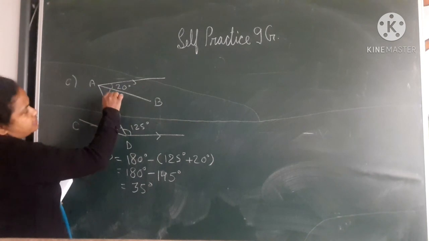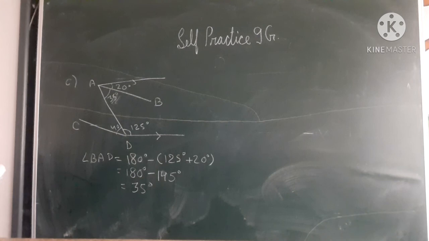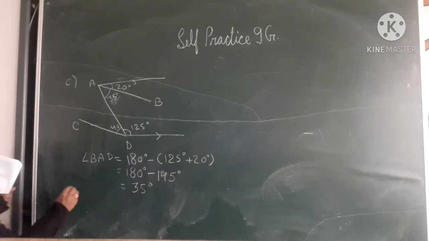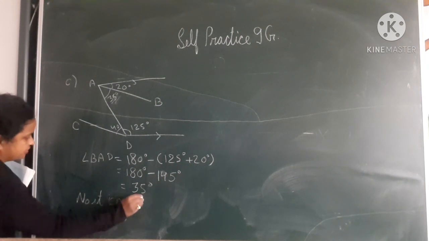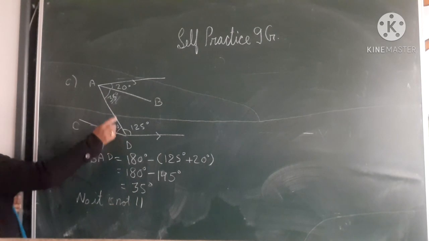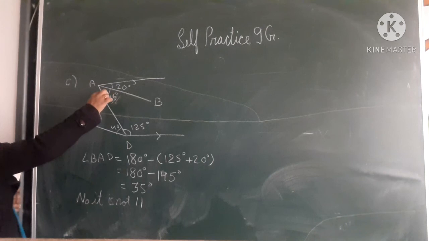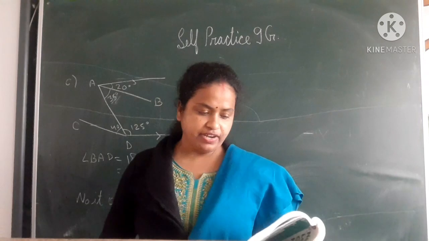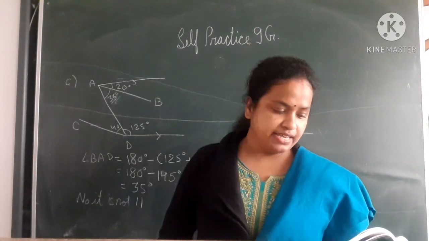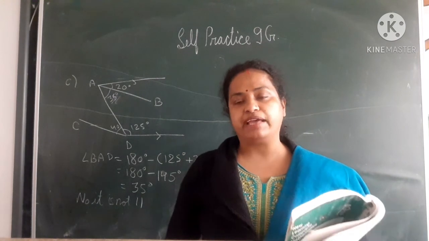Okay. Which two lines are parallel to each other? Is AB parallel to CD? No, it is not parallel because this and this angle: as this is 35, this should also be equal to 35 degree. When both are equal to 35 degree, then only you can say that they are parallel to each other. Hence, it is also not parallel to each other.